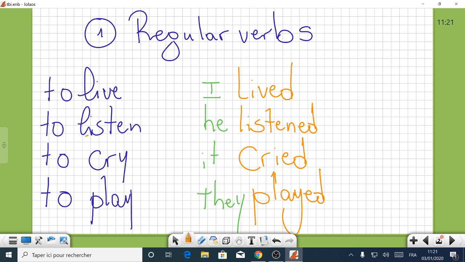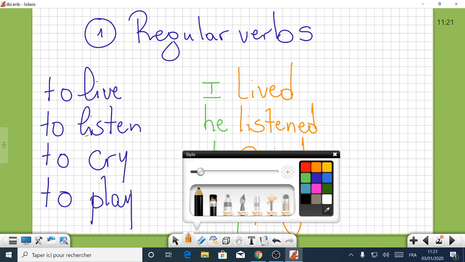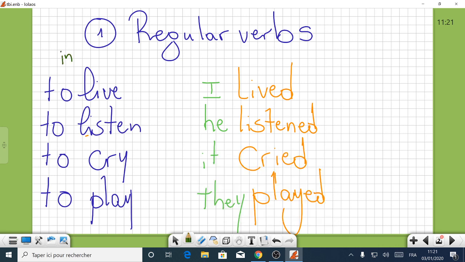They played. As you can see in the array, this is the infinitive, of course. And this is the past form of regular verbs, and we have four examples. The first example is to live. The second example is to listen. The third example is to cry, and the fourth example is to play.